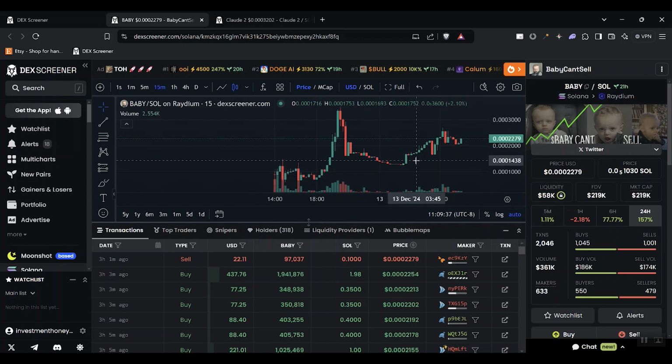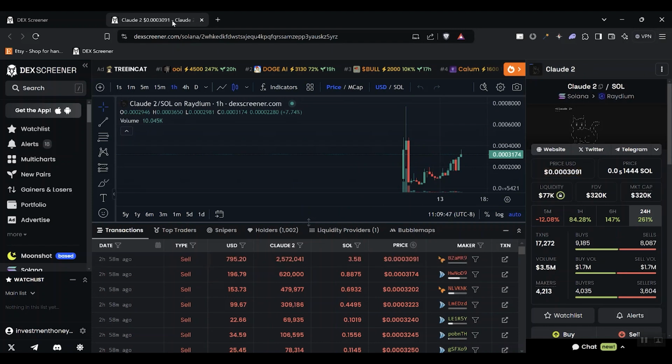So in spite of not having a Telegram, at least that's what it looks like right here, they're still getting buys and selling activity. Okay, so we're going to go ahead and close this one out. And then looking at Claude 2.